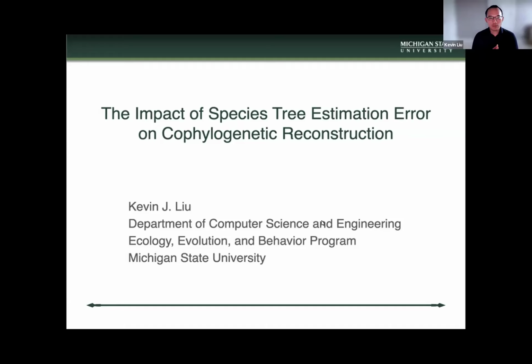Yes, so I'm Kevin Liu from the Department of Computer Science and Engineering and the Ecology, Evolution, and Behavior program at Michigan State University. Thanks to all the conference organizers for putting together this wonderful virtual conference. I'm here to talk today about an issue with co-phylogenetic reconstruction, where upstream phylogenetic tree estimation error has some serious impacts, as we'll see.